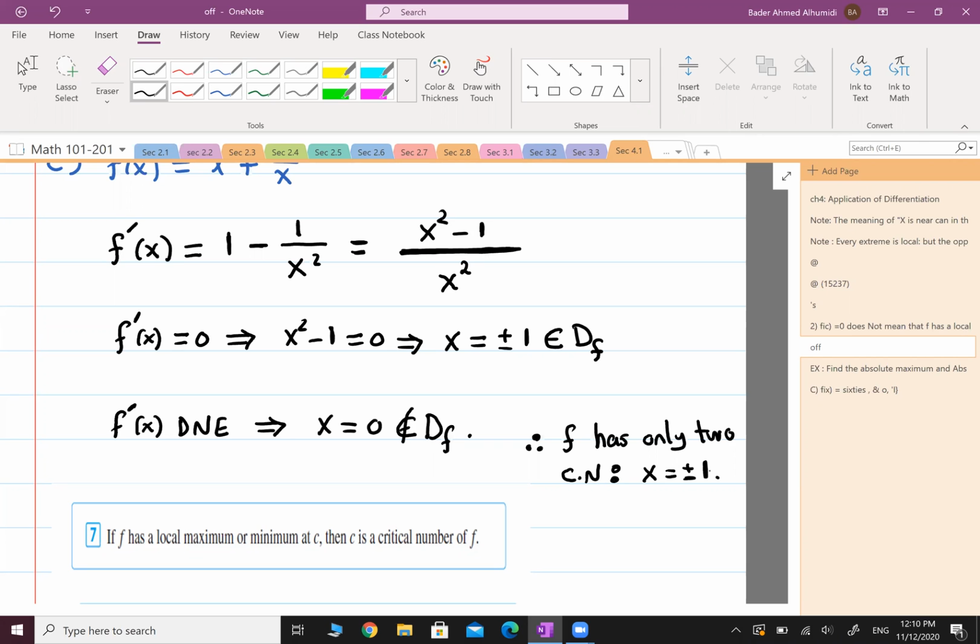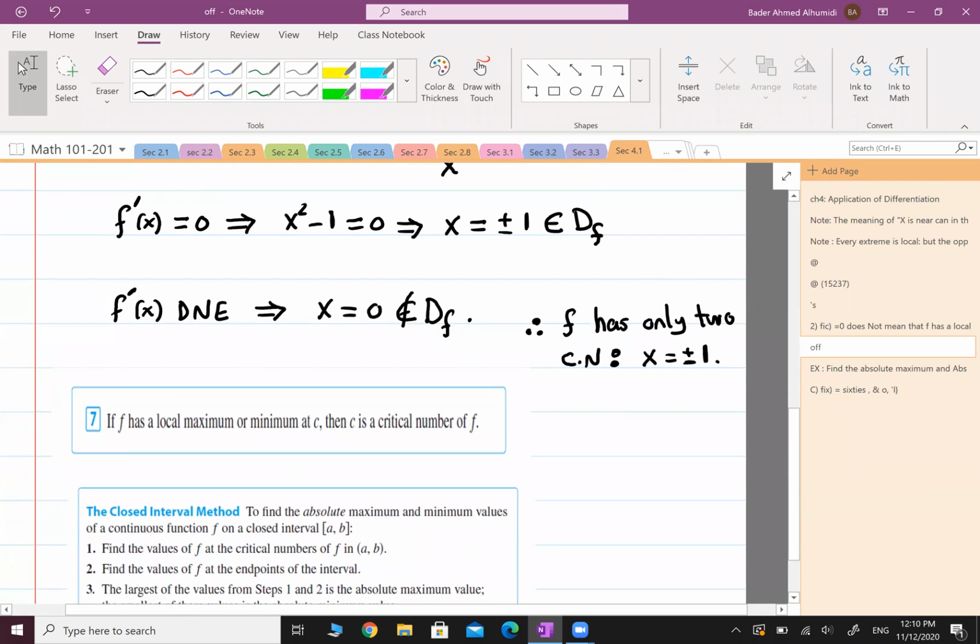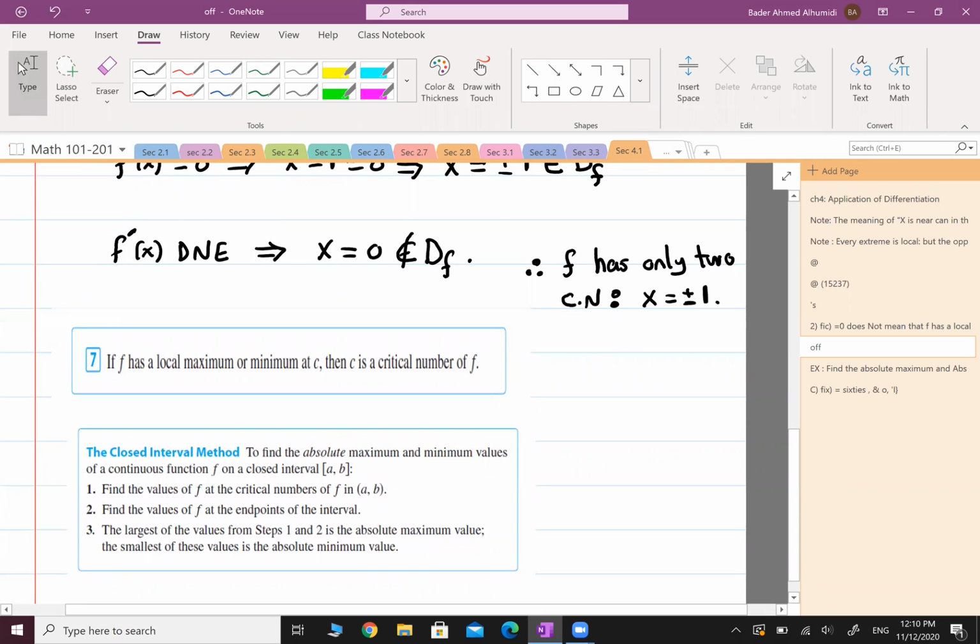We need to check that the numbers we obtained are inside the domain of the function. If they are not inside the domain of the function, then we cannot say these are critical numbers. Okay? Any question, please, if you have any question? No questions.